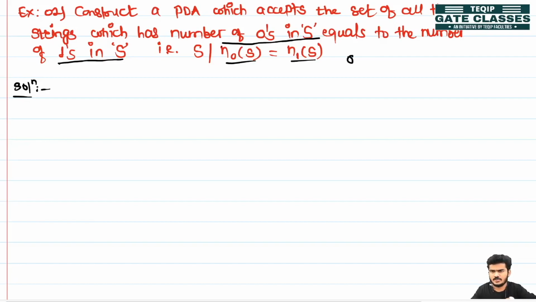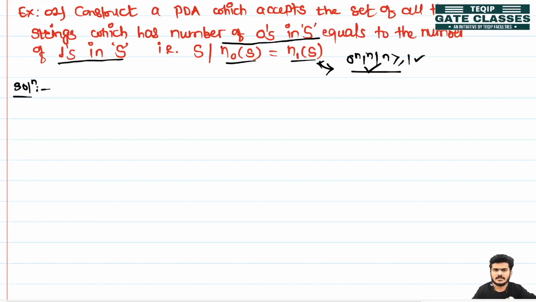Earlier we have seen 0 to the power n, 1 to the power n, where n is greater than or equal to 1. But in this example and in that example, what is the difference? Yesterday we solved that example, and in that we saw that zeros should come first. After that, 1s will start. There will be one condition: zeros have to come first, and only after that will 1 start.